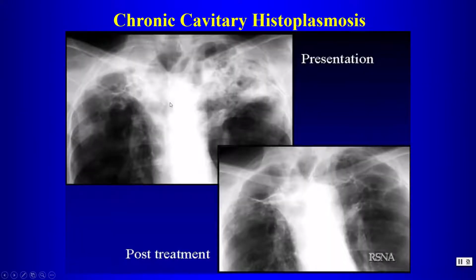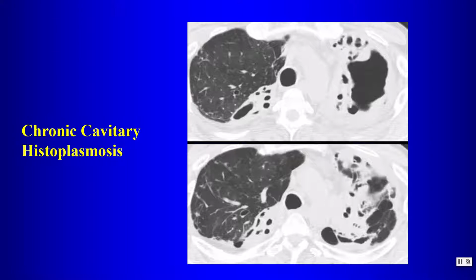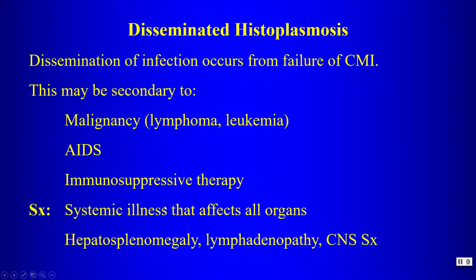Another example of chronic cavitary histoplasmosis, and then after treatment you can see that there's less apical pleural thickening and less in the way of opacities, but we still have this background cystic change within the upper lungs, again resembling tuberculosis. And then here's a CT scan showing you architectural distortion and cavitary change within the upper lungs, again resembling tuberculosis.